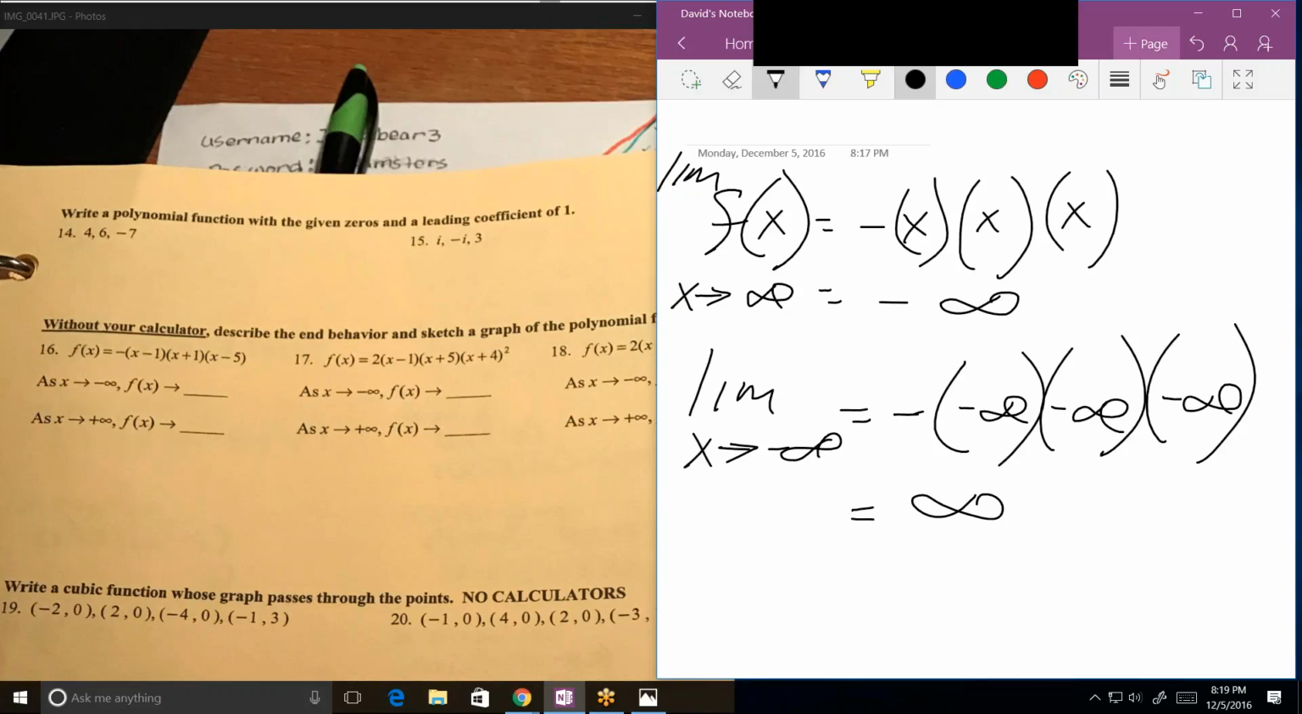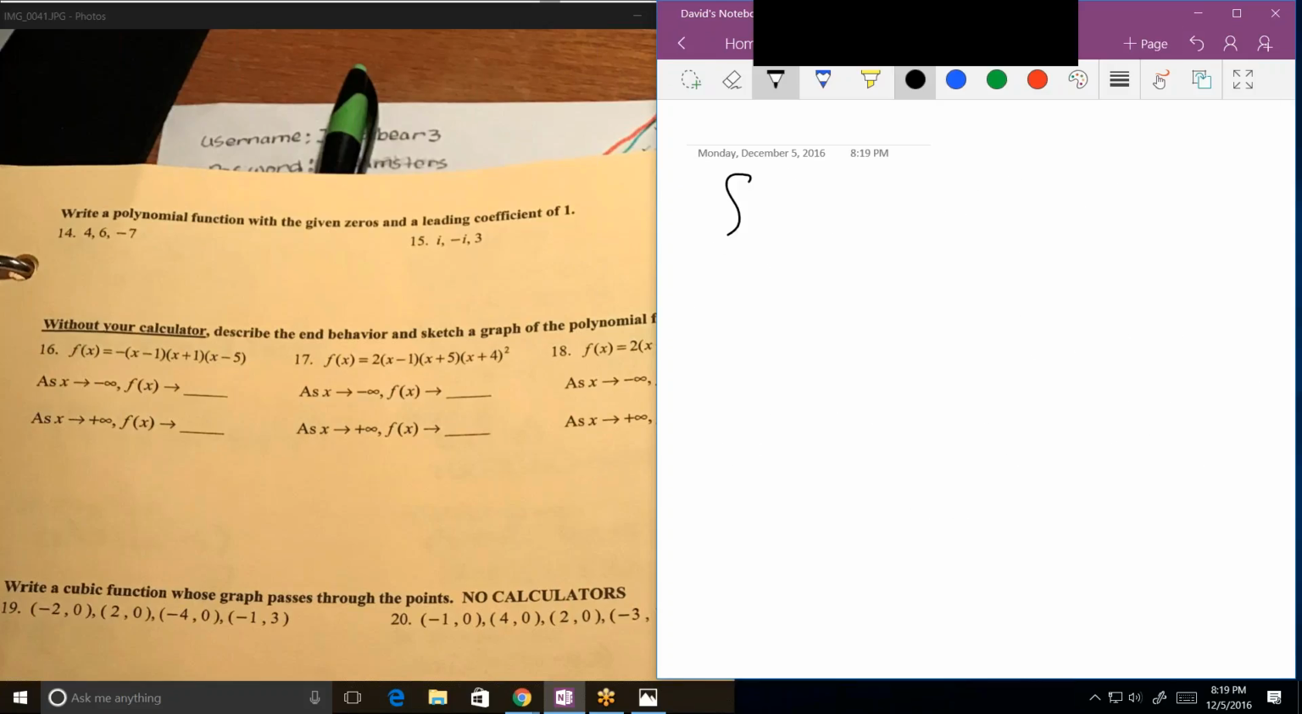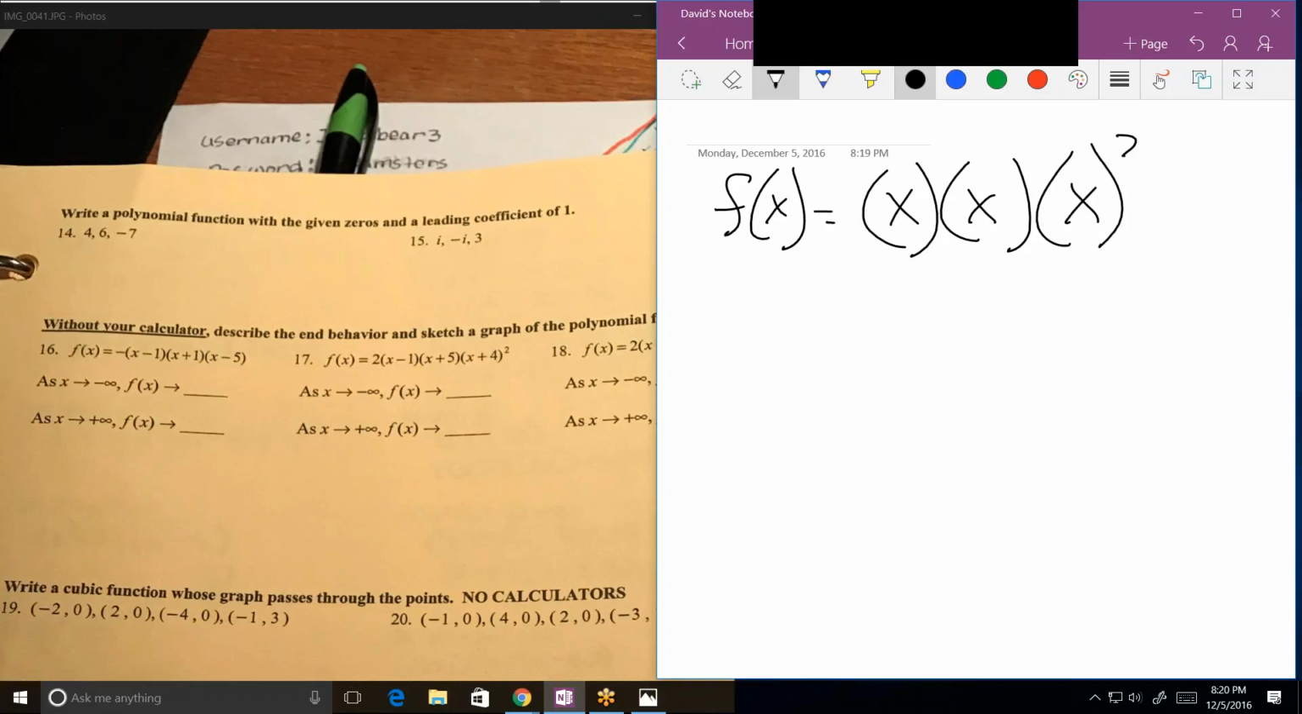The second problem can basically be narrowed down to f(x) equals, I don't even need that leading 2. That doesn't affect anything, right? So it's x times x times x squared. That's essentially what we're looking at. So now let's do the first one. Let's do them in the order they ask. As x goes to negative infinity, what does f of x go to?